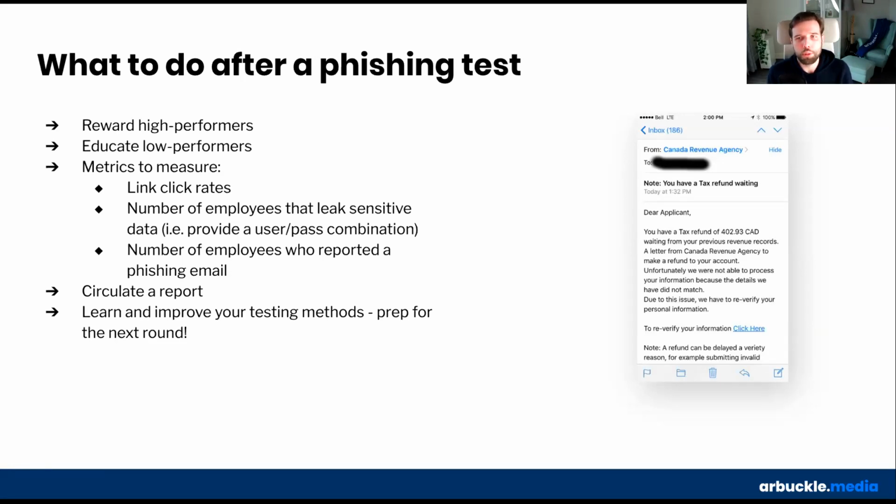So having an open conversation, setting up everyone for success, letting them know that you're looking at specific metrics, like link click rates, the number of employees that leak sensitive data, like entering a username or password on a false landing page, and the number of employees who successfully reported a phishing email or reported spam events to your phishing inbox, for example. And then, of course, circulate the report. Let everyone know how well they've all done.